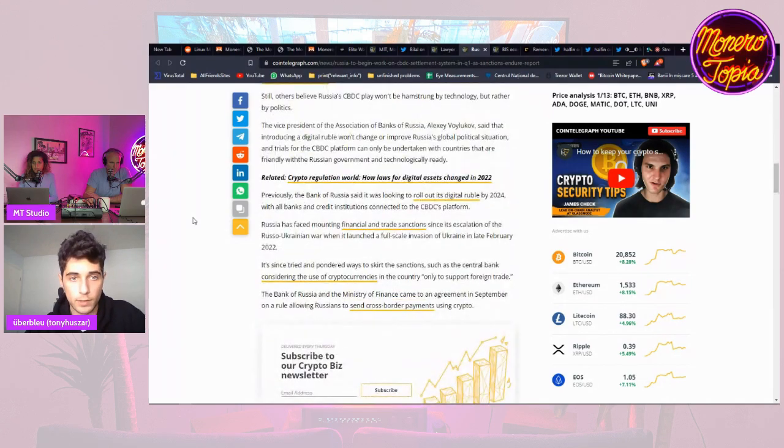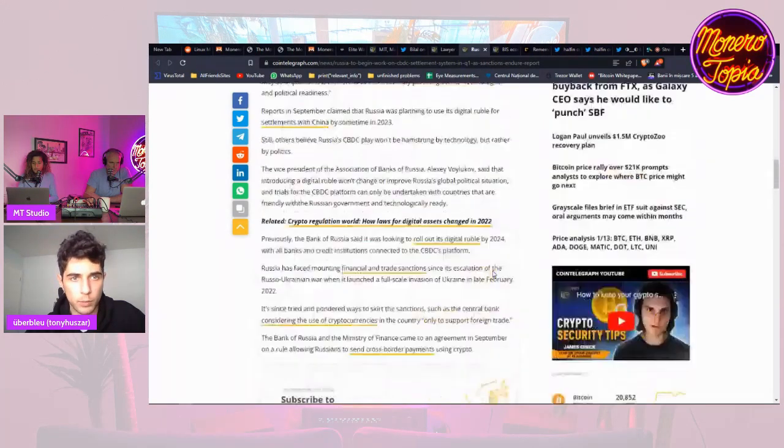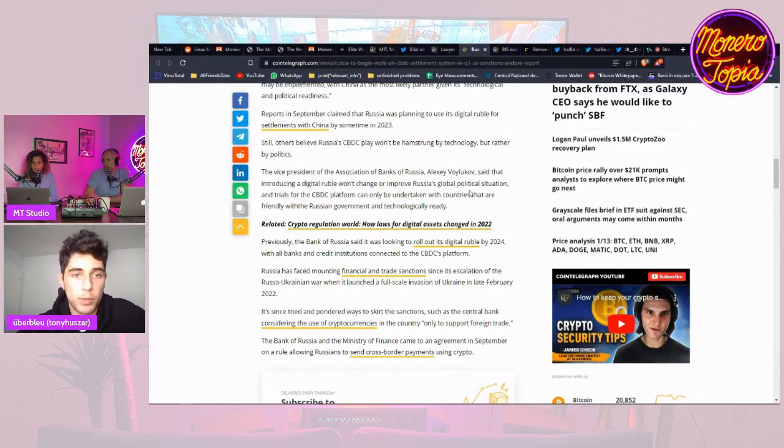And what's also interesting, let me see where it is over here. Yeah, the vice president of the Association of Banks of Russia, Alexei Voylukov, said that introducing a digital ruble won't change or improve Russia's global political situation, and trials for the CBDC platform can only be undertaken with countries that are friendly with the Russian government and technologically ready.